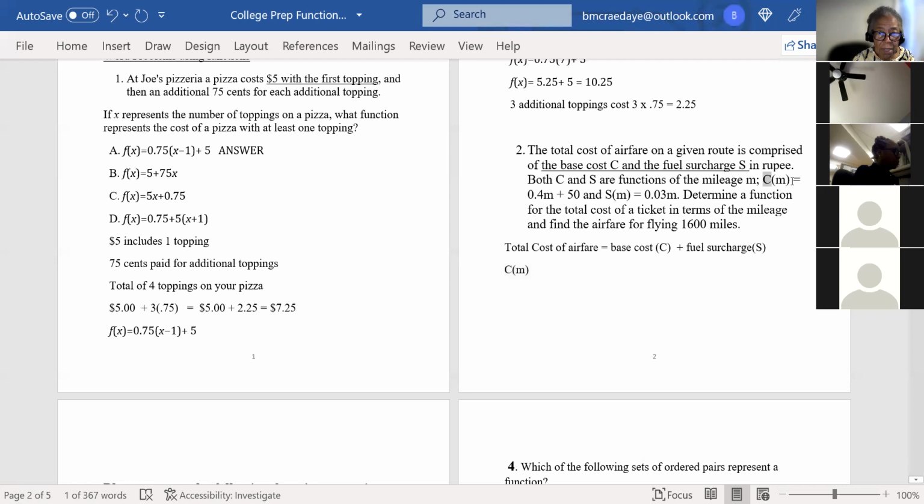C of M equal, let me just underline that. The cost is equal to what? 4/10 times the number of miles. So that's equal to 4/10 and the number of miles plus 50. Decimal point here, 0.4.